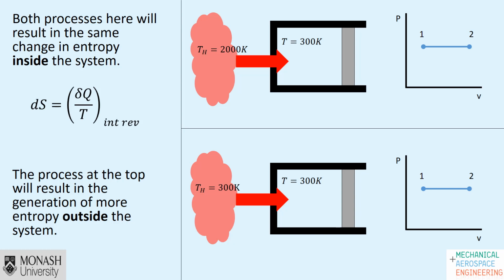Now, what about outside the system boundary? Well, the process at the top will have irreversibility associated with it because we have heat transfer through a large temperature gradient. So entropy will be generated in the universe in the process at the top and not in the process at the bottom. But as far as the thermodynamic state of the system, the control mass that we're presumably analyzing here, it doesn't care about that. It's only concerned if the amount of entropy inside the system has changed, and in each case it will have changed by the same amount.